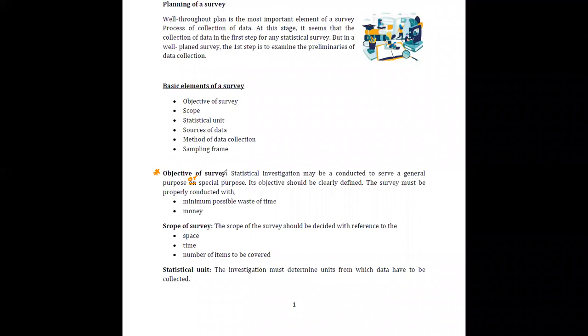When you are going to have an objective for your survey, it can be a generic objective. It can be based on a general purpose, or we can say a generic objective, or else it can be a special objective for your survey. Suppose that you are just having an idea regarding the BMI values, what we are calling the health status of the students.